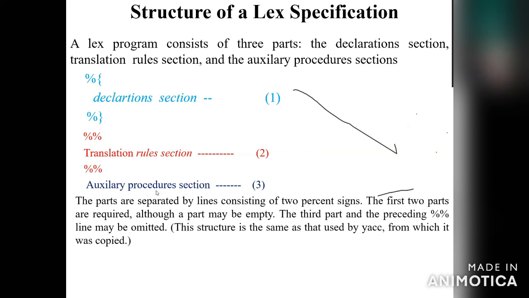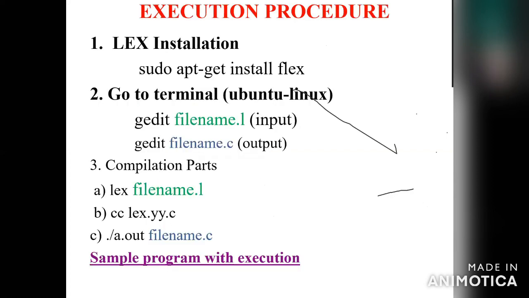The third part is the auxiliary procedure section. The first two parts are identified by the double percentage signs. In the third part, you specify the main program of the given function. So that is the three-part structure of the lexical specification. These are the three parts of a lexical program. So how do we execute the given programs?